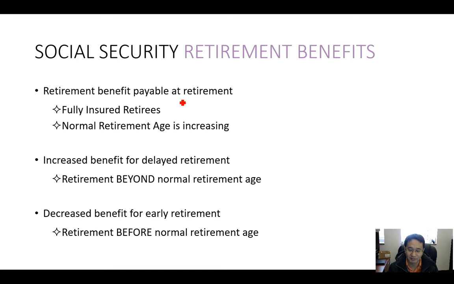Retirement benefit is payable at retirement. For fully insured retirees, there is a normal retirement age. It is going up. You can retire early, but they will pay you less. You can delay your retirement or delay the benefit, and they will pay you more. That's what it said: increased benefits for delayed retirement beyond normal retirement age. Why can they pay you more money for it? Is that because of the rate of return? No, it is partly because people die.